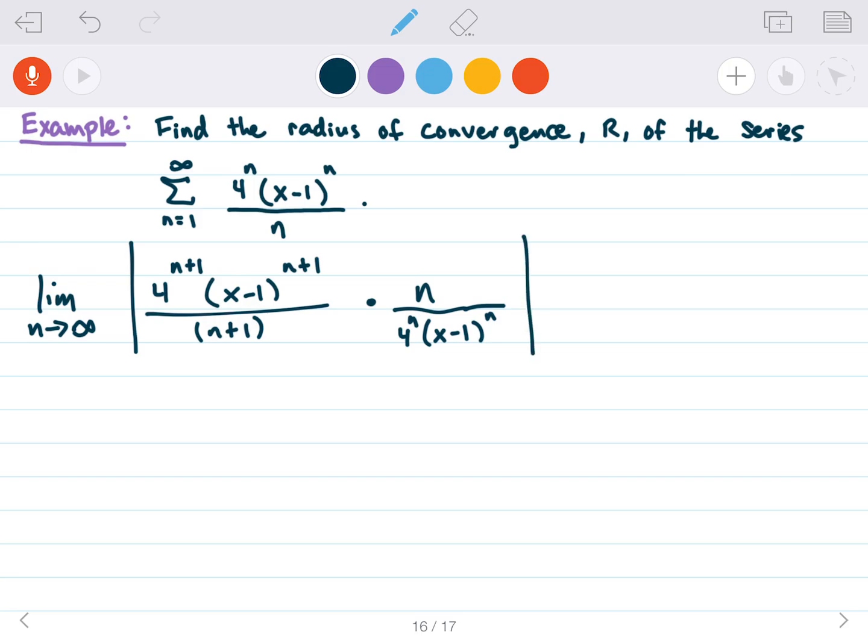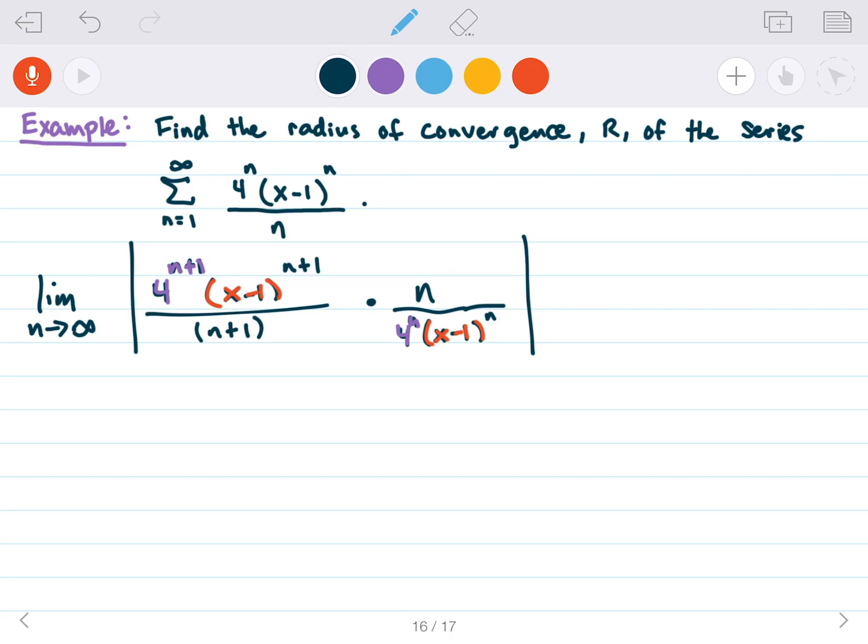Don't forget about that. Now, I see some common bases where I can cancel things out or simplify them. I see this x minus 1 base on top and bottom. And I also see this 4 base on top and bottom. Now, the n and the n plus 1, I can't really do anything there. I can't cross out an n or anything. I can't do that. Not allowed.